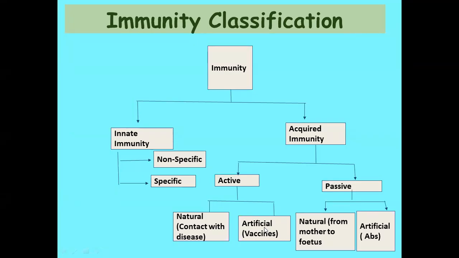And passive immunity is produced either naturally, through the mother. The mother receives the antibody, and that antibody crosses the placenta to the fetus, and that is called passive immunity. And one more is artificial, where we directly inject an antibody. So passive immunity is divided into naturally acquired passive immunity and artificially acquired passive immunity.